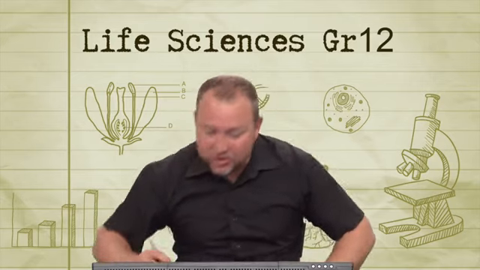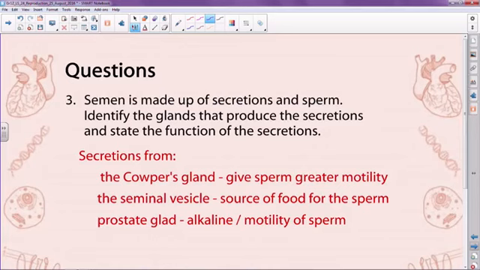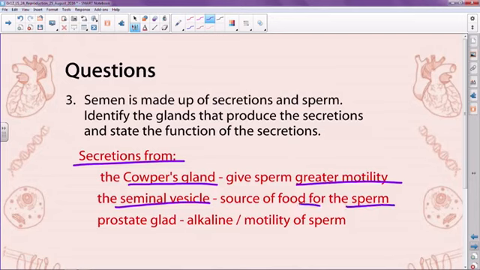Okay, let's have a look at what those glands are. First one, the secretions are from the following glands. They are the Cowper's gland, which gives the sperm greater motility. Okay, the seminal vesicles, a source of food for the sperm. And then lastly, the prostate gland, which is an alkaline fluid, which stops the woman's environment from being too acidic, and it helps with the motility of the sperm. In other words, it gives it energy. Okay, so those are the ones that we're looking at.